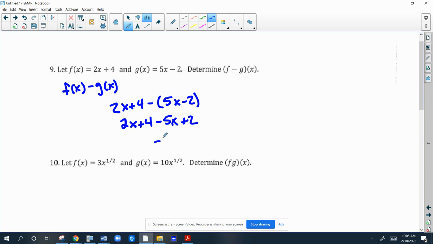2x minus 5x is negative 3x, and 4 plus 2 is 6. And there you go. Now, the domain of both these functions is all real numbers, so the domain is all real numbers, even though it didn't ask. I know we've been talking about it.